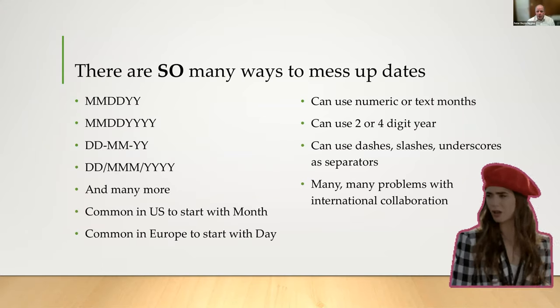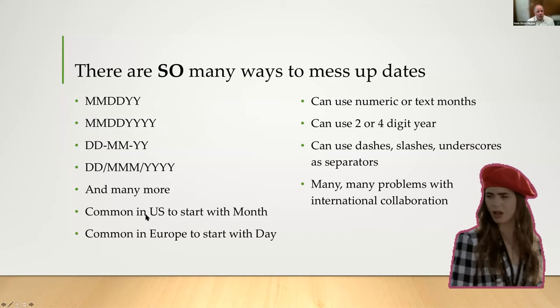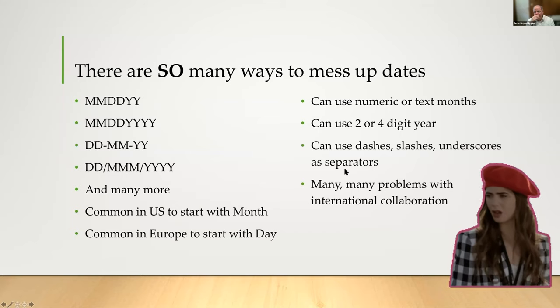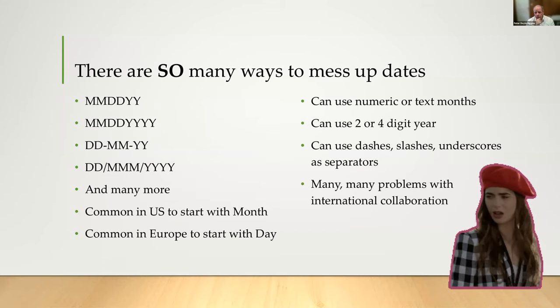There are so many ways to mess up dates. You can do month, day, year. You can do a four-digit year. You can have dashes, slashes, and many more. It's common in the US to start with the month, common in Europe to start with the day. You can use numeric months or text months. You can use two or four digit years, dashes, slashes, underscores, and other separators. And this creates many, many problems with international collaboration.